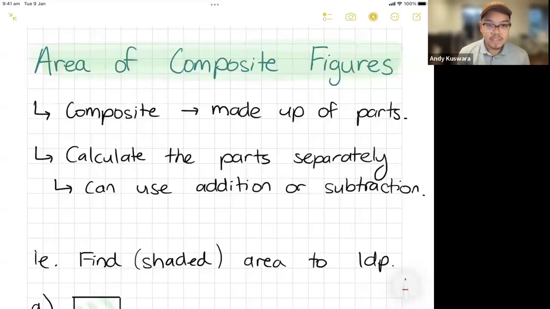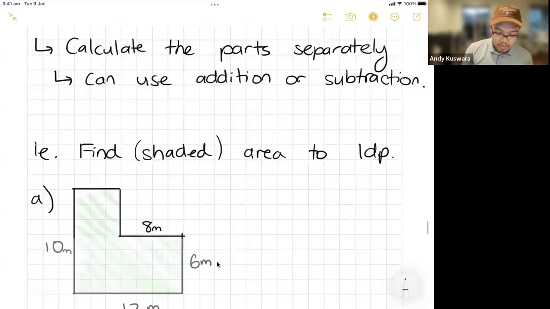Okay, so we've covered areas. Now for this particular lesson, we're going to look at area of composite figures. Composite just means made up of parts, more than one part. The idea here is you calculate your parts separately, and then you use addition and subtraction to find the total area. Okay, so I've got a couple of questions.